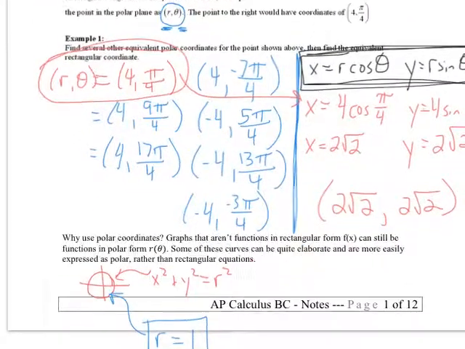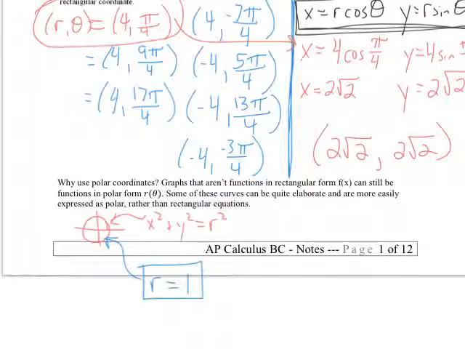Alright, at the bottom of the page it asks us why use polar coordinates. Well, sometimes graphs that aren't functions in rectangular coordinates, for example the circle here, it's not a function in the rectangular coordinate system, but if we express it in polar form, it becomes A, easier to look at, and B, probably easier to do calculus on. And we are going to see some pretty elaborate, beautiful curves that are much more easily expressed in polar rather than rectangular equations.